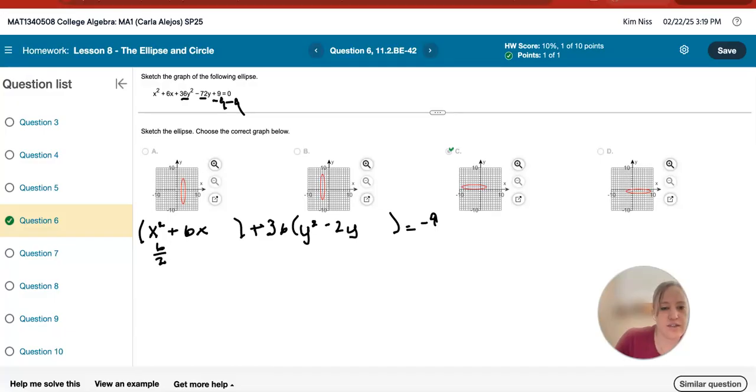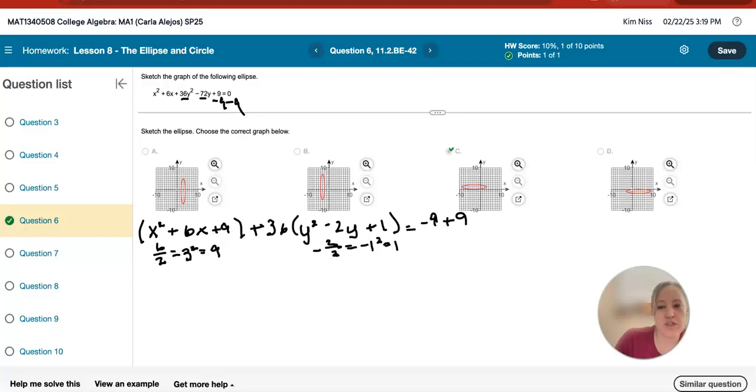So now it's just a matter of completing the square on both x and y. So we have our b value, which is 6, divided by 2, which equals 3. We're going to square that, so that equals 9. So we have plus 9 here, and you have to do it on the right-hand side of the equation too, so we're going to add 9 to the other side as well. Now we'll do it for y. So we have negative 2 divided by 2 equals negative 1. Negative 1 squared is positive 1. So we have positive 1 here.